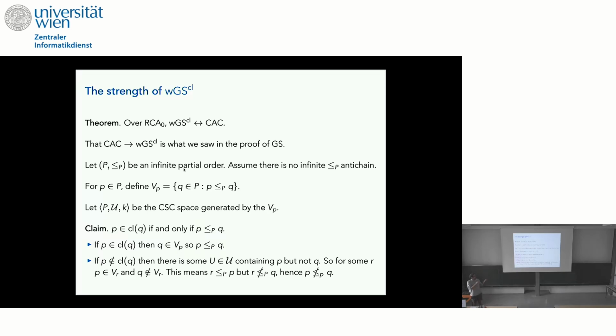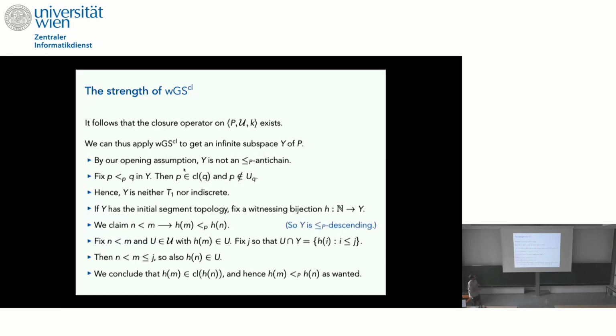That makes sense? This proof is happening in RCA_0. Now we have the closure. In particular, that means that this CSC space that we defined here can be viewed as an instance of WGSCL. It's a CSC space with the closure operator. All right, so let's hit it with WGSCL, and we get an infinite subspace Y of P. There's no infinite antichain, so Y is not an infinite antichain. That was our assumption. And so we can pick two points that are distinct and comparable in this Y.